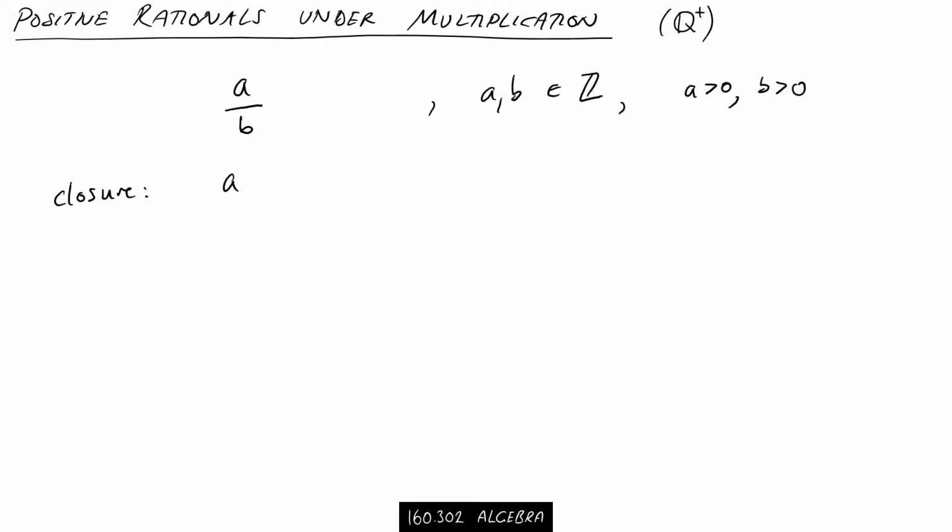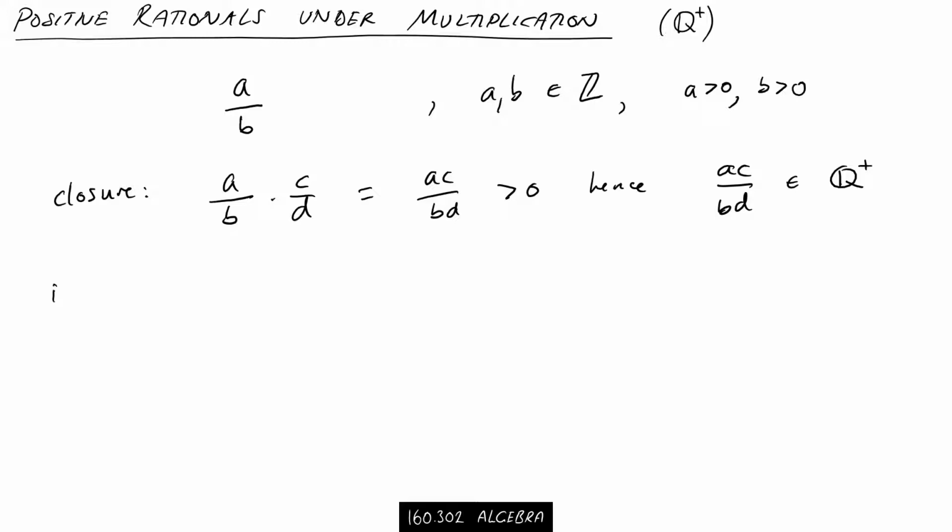If I were to take two such rational numbers and multiply them together, I would get AC over BD, which is greater than 0, and hence AC over BD is a member of the positive rationals. Okay, so multiplication is a binary operation on the positive rationals because there's no way we can multiply two positive rationals together and get something that is not positive and not rational.